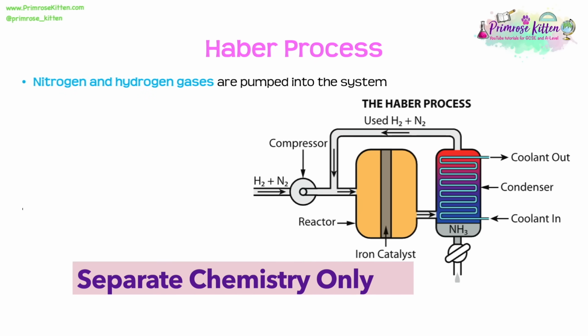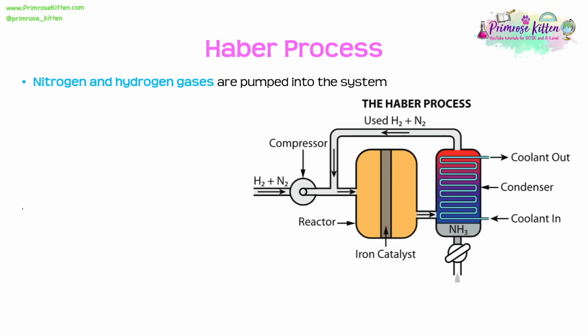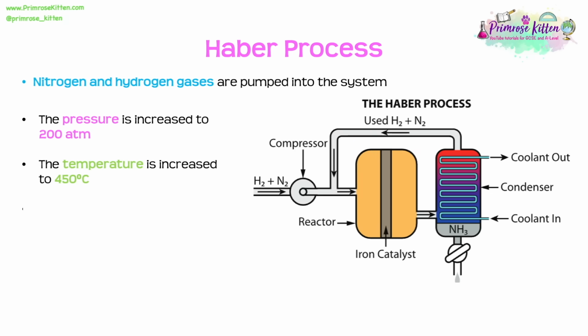We need to know about the Haber process. In the Haber process, nitrogen and hydrogen gases get pumped into the system. Now, in this system, we're going to ramp up the pressure to 200 atmospheres. The temperature is going to get increased to 450 degrees C.